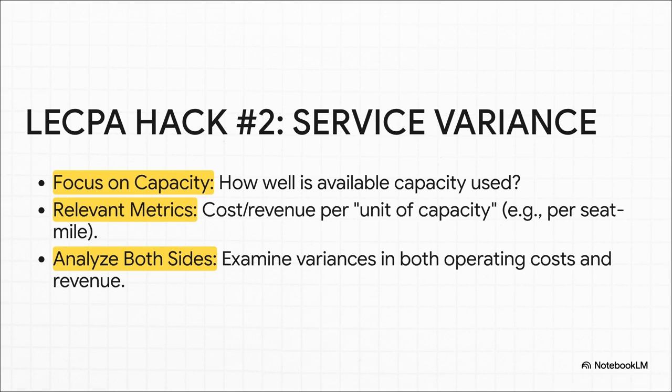And here's hack number 2, service variance. If the exam problem is about an airline, a hotel, or a hospital, I want you to immediately shift your thinking to capacity. The key metric is going to be something like cost per available seat mile or revenue per patient day. And remember, for services, it is absolutely crucial to look at both sides, costs and revenue, to get the full story of how they're performing.